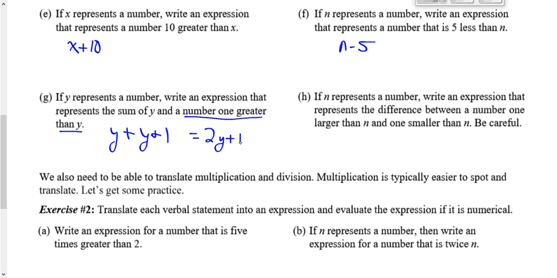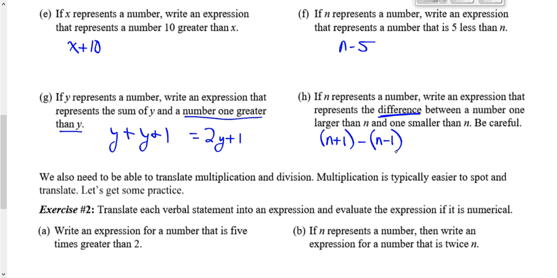Write an expression that represents the difference between a number 1 larger than n and 1 smaller than n. N plus n minus 1. Careful. Let's start with the number 1 more than n and 1 less than n. What would the number 1 more than n look like? N plus 1. Okay, n plus 1 minus, since it represents the difference, minus the number 1 smaller than n, n minus 1.